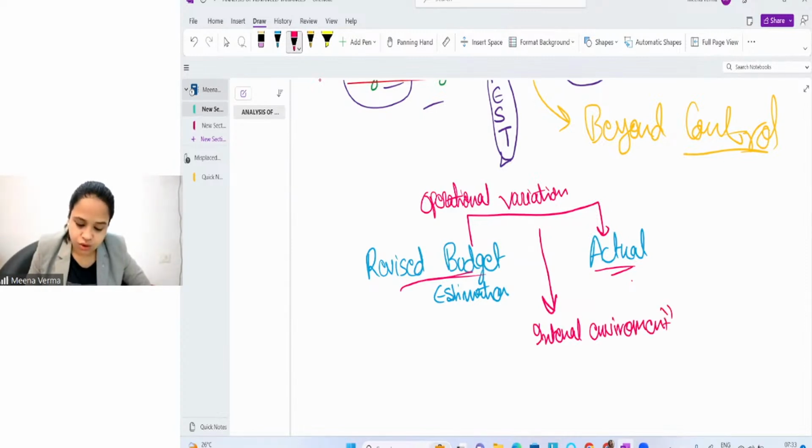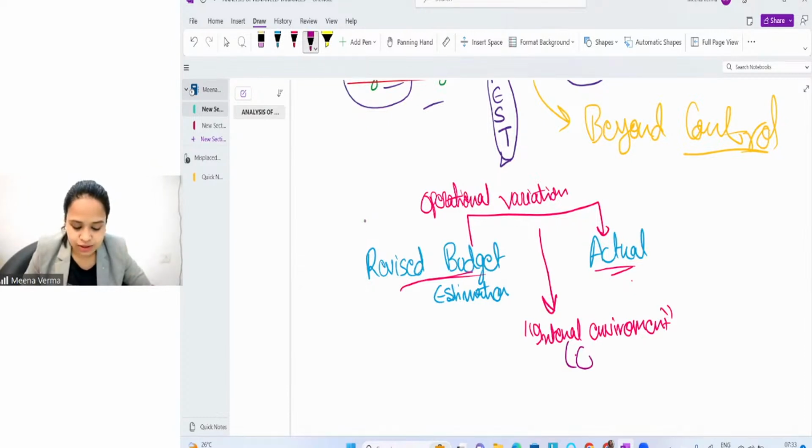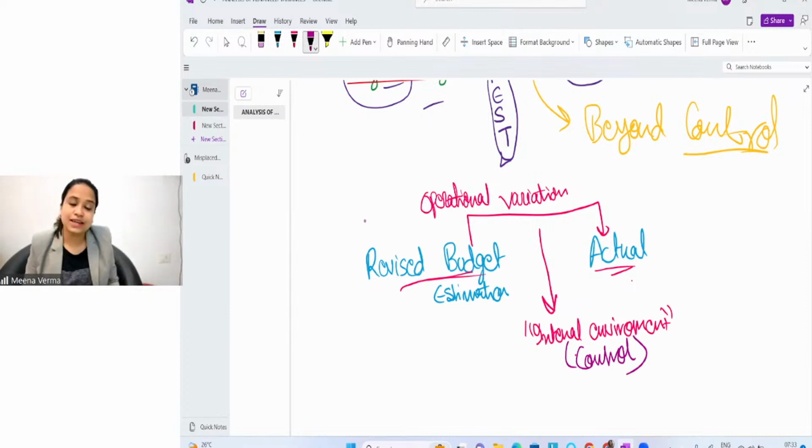Something within the organization. This variation arises because of something within the organization. So this is within the control. इसको control किया जा सकता है. If you have good planning in the organization, this can be controlled. Right? So keep it in mind, we have two variations: planning level variation and operational level variation.